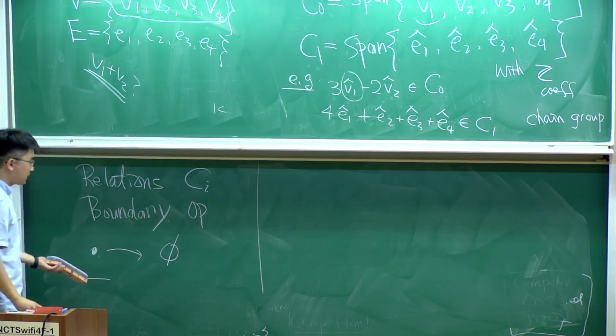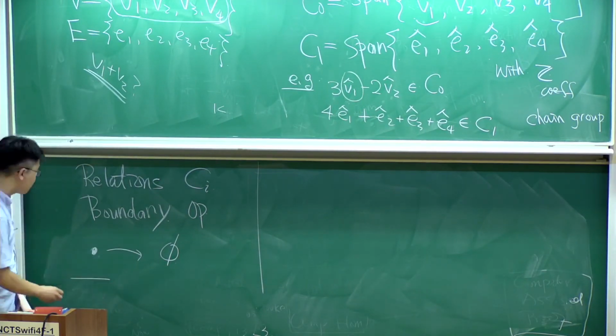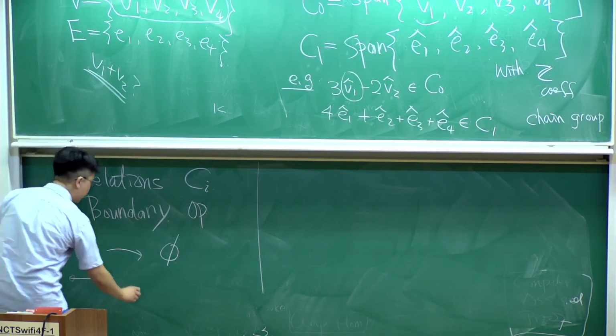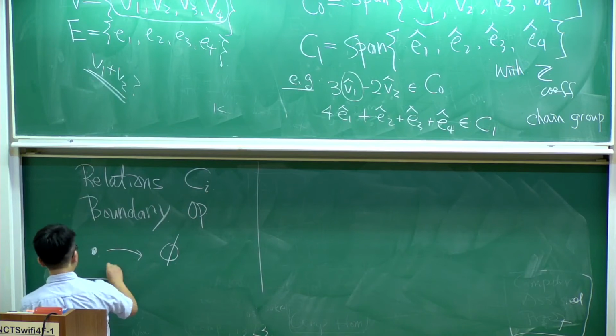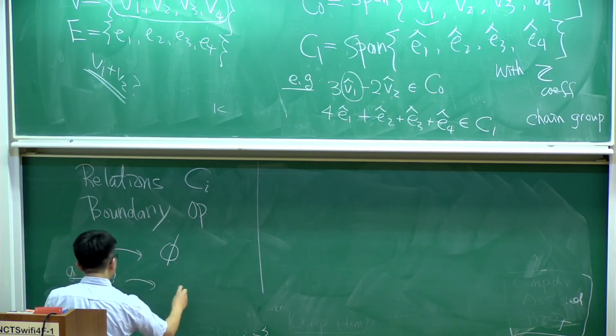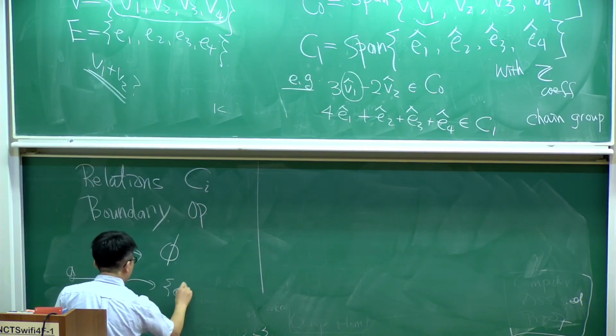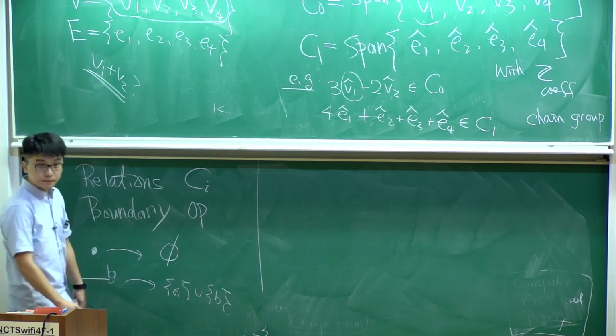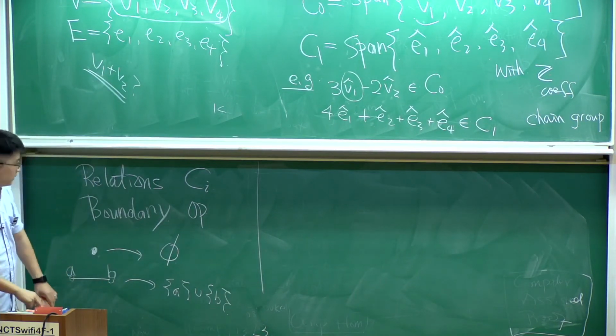What about a line segment? The boundary of a line segment will simply just be the endpoints, right? So let me say A and B. The boundary will be the union of A and B, the endpoints. Okay?